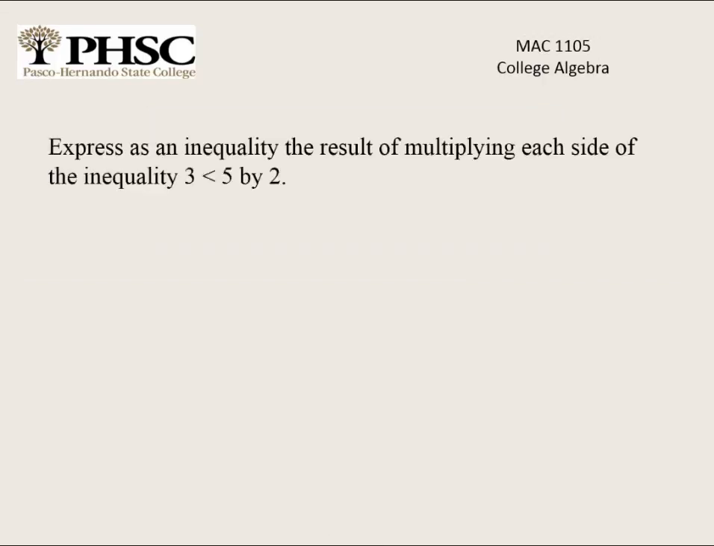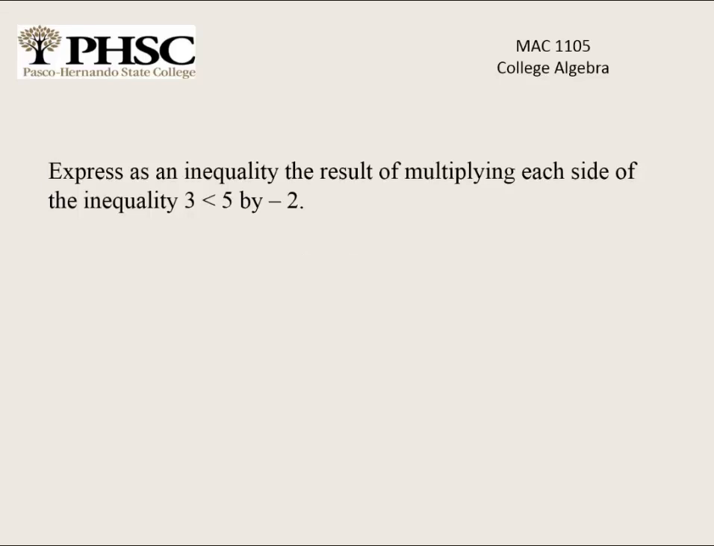So here we have an example. We're going to express as an inequality the result of multiplying each side of the inequality 3 is less than 5 by 2. So multiply both sides by 2. We know that 3 is less than 5. We multiply both sides by 2, we get that 6 is less than 10. Still a true statement, right?